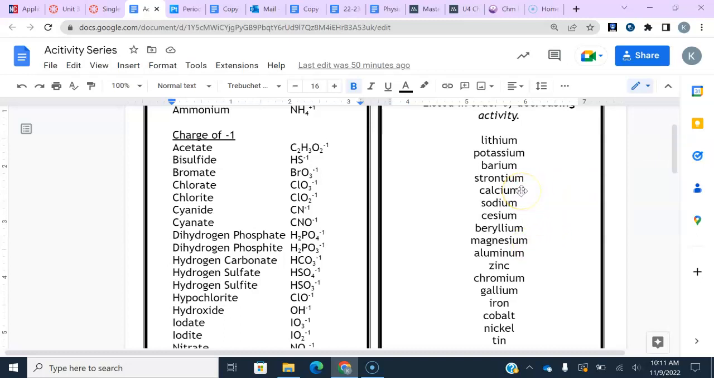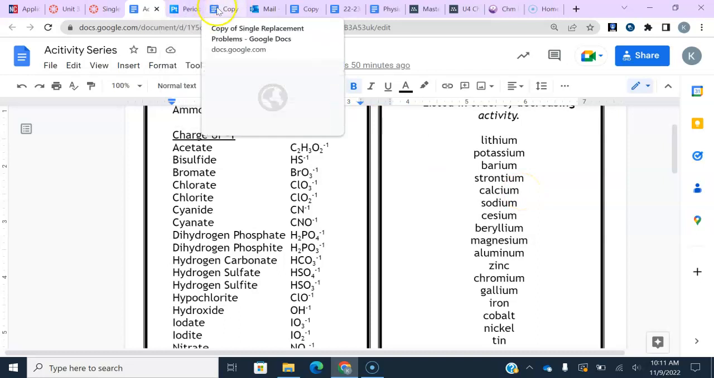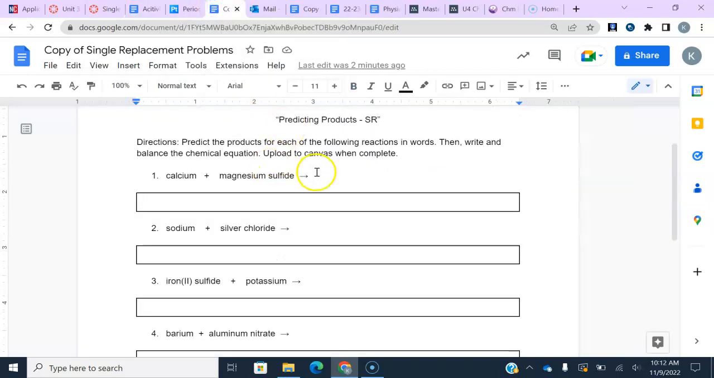So calcium is higher on the activity series. It's more reactive. That means that this can happen. Okay, so we are going to have a reaction here. If any of these would not react, you can just type no reaction into the box. But this one is reacting, so we're going to do the example, okay? So because this is reacting, I'm just going to have to predict my products first, okay?